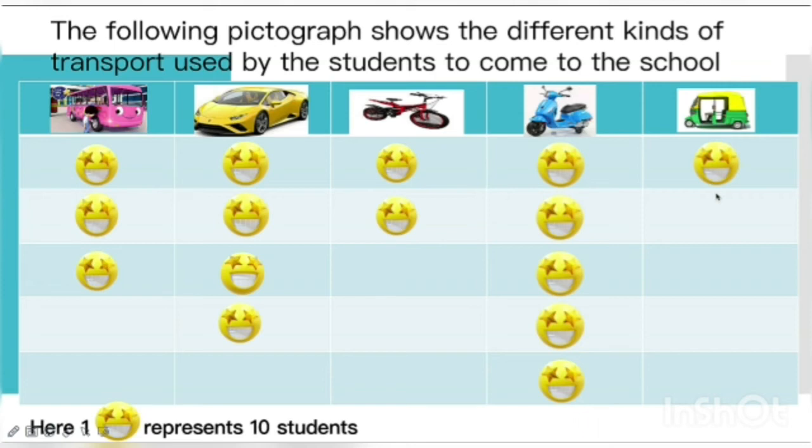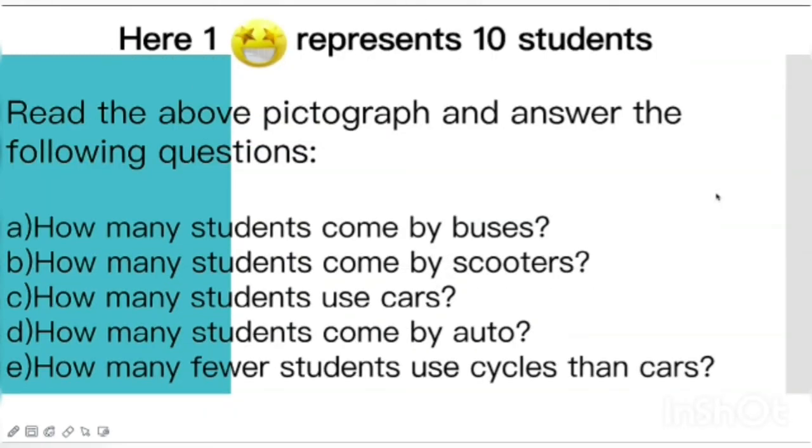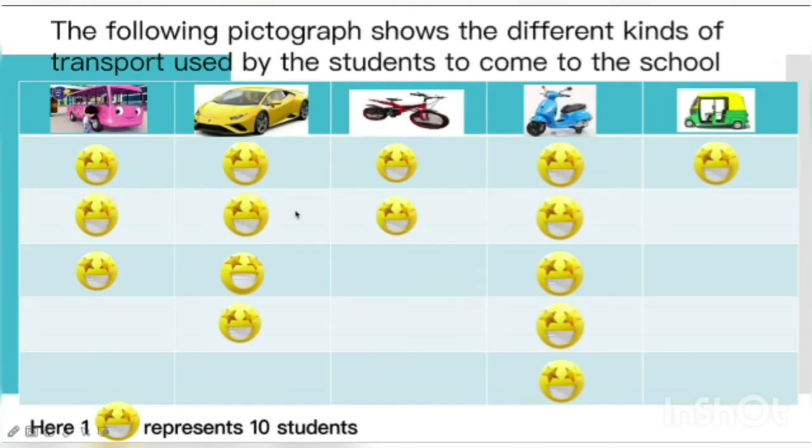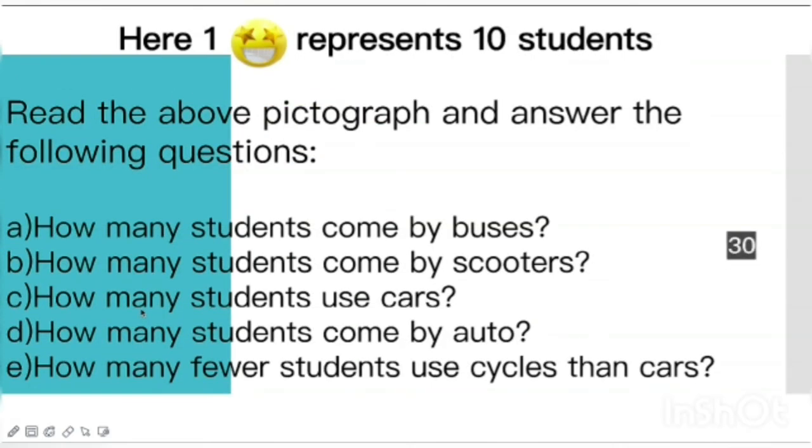Now look at the given questions and answer these questions. Here important point, once again we have recalled that 1 smiley represents 10 students, children. Now read the above pictograph and answer the following questions. The first question is, how many students come by buses? Let's go back and see how many students are using bus. There are 3 smileys, it means 1 smiley means 10 students, that means 30 students are using bus.